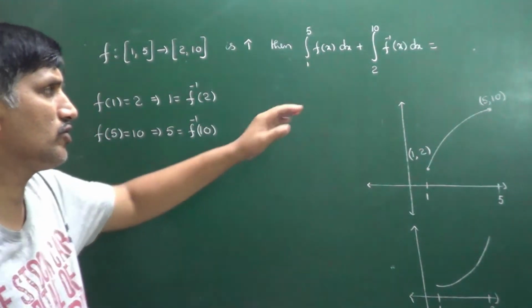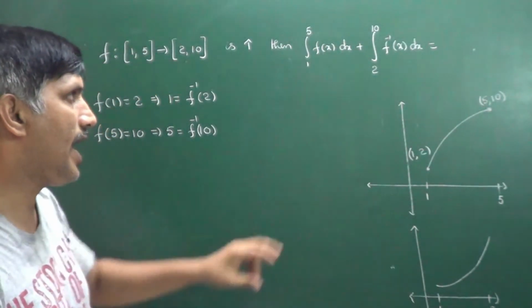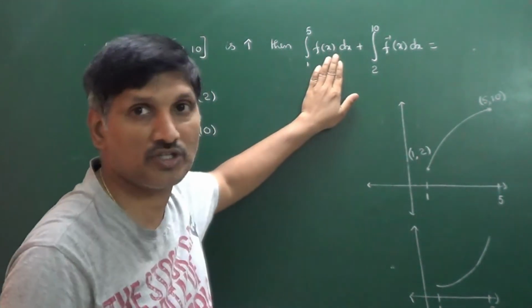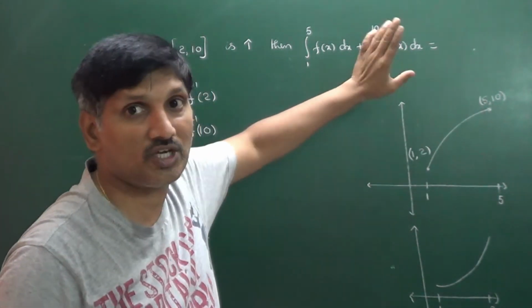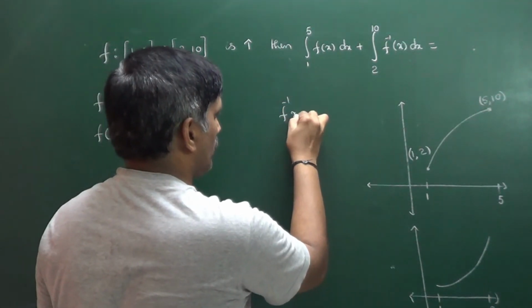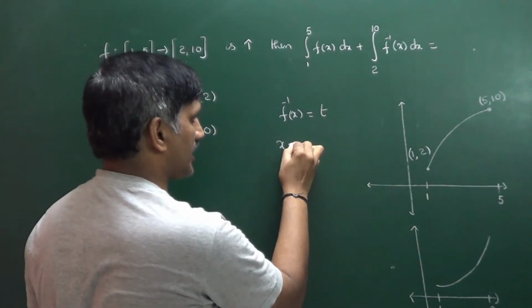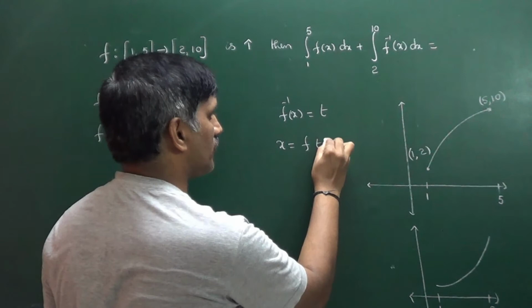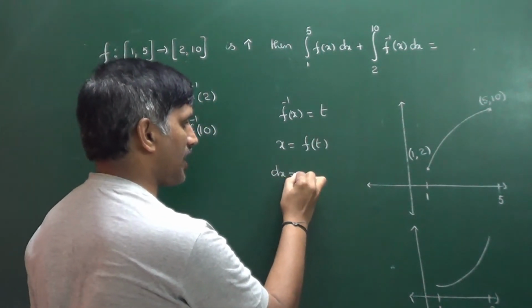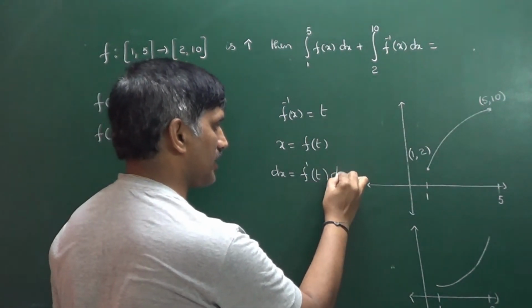Okay, so we want to find out this particular integral. Now what I am going to do is take f inverse of x is equal to some t. I am not disturbing this one. f inverse of x is equal to some t. Then we are taking the substitution as t, so automatically x is equal to f of t. Whenever x is equal to f of t, we have to write dx is equal to f dash of t dt.